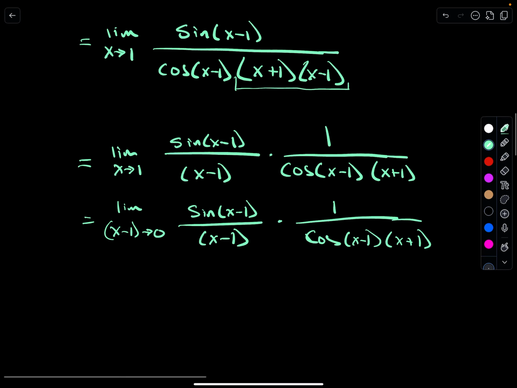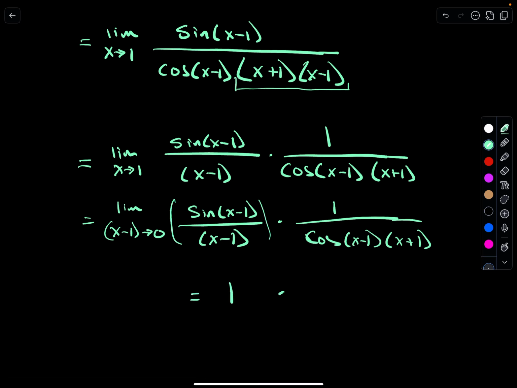Either way, this first fraction is going to have a limit of 1. The second fraction, there's no problem plugging in x equals 1 into that fraction, and so we'll have the cosine of 0, which is 1, and x plus 1, which is 2. So the final answer there, 1/2.